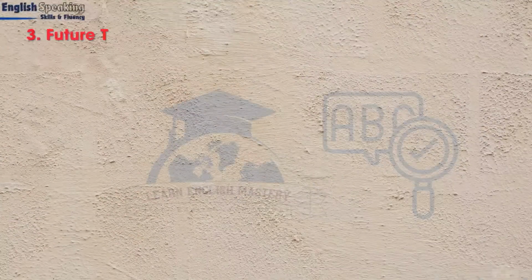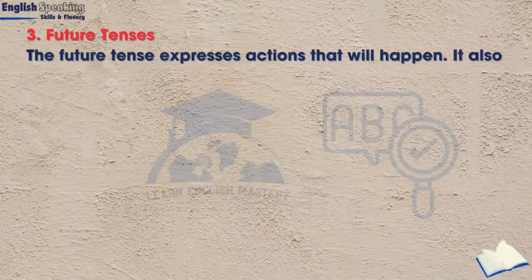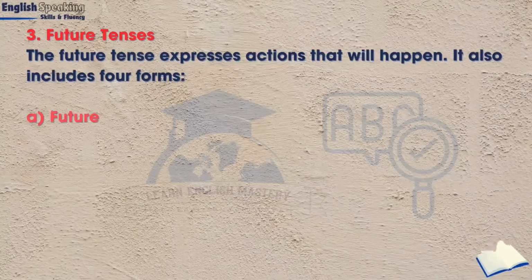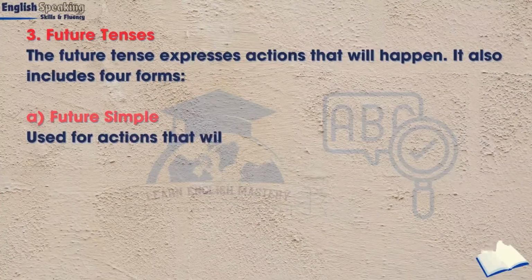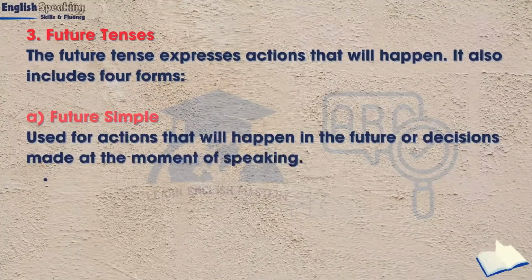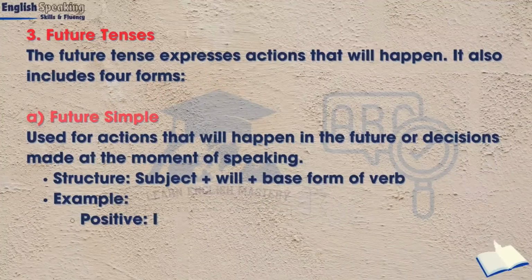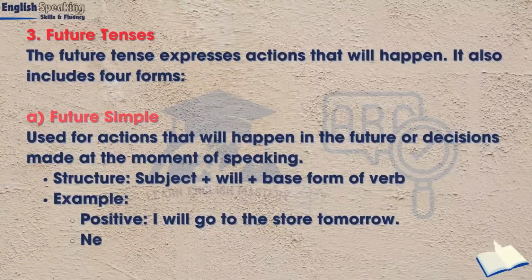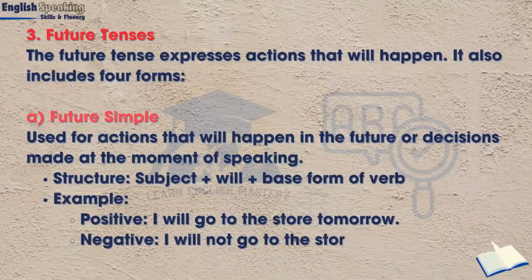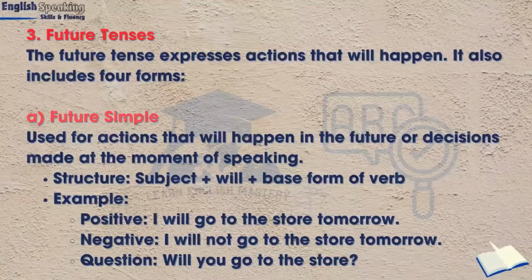3. Future tenses. The future tense expresses actions that will happen. It also includes four forms: a. Future simple, used for actions that will happen in the future or decisions made at the moment of speaking. Structure: subject + will + base form of verb. Example: positive, I will go to the store tomorrow. Negative, I will not go to the store tomorrow. Question: will you go to the store?